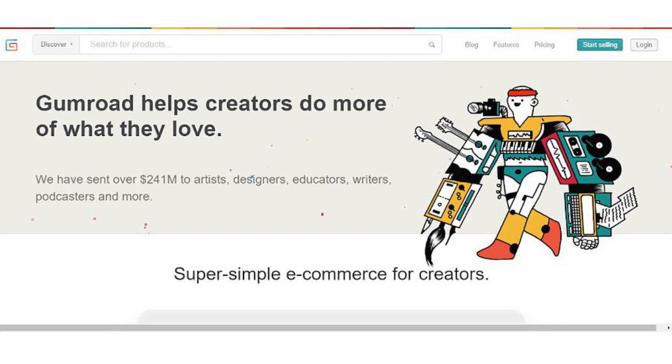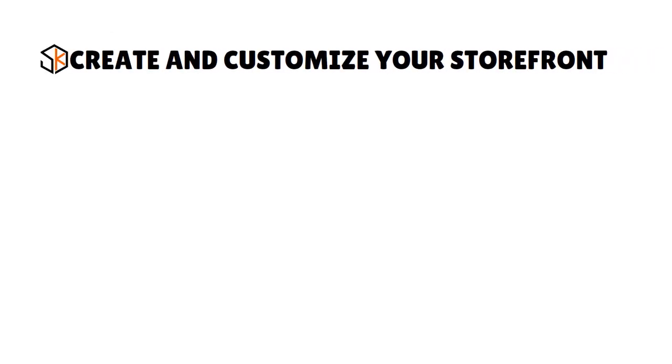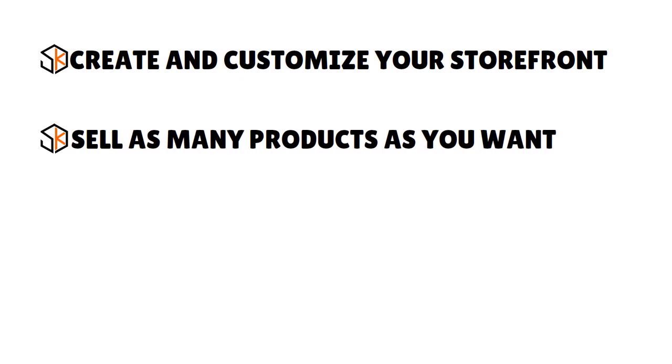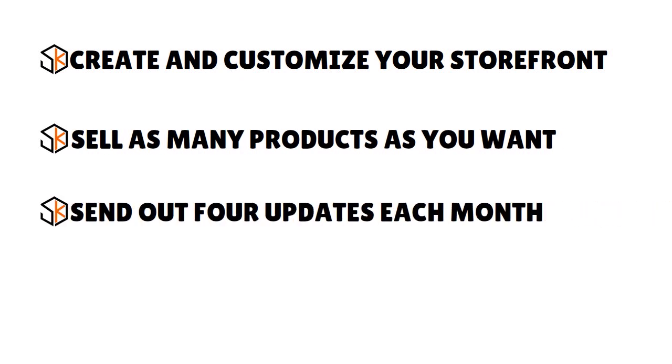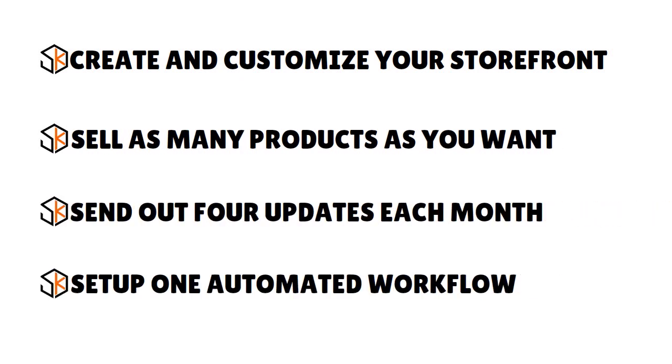For example, when you think about Gumroad, on the free plan, you are able to create and customize your storefront to sell as many products as you want. You can send out 4 updates each month. You can set up 1 automated workflow. Now, is that satisfactory to you? If yes, then you're good to go. But if you're not happy with the current setup, then you want to go and start paying for stuff.